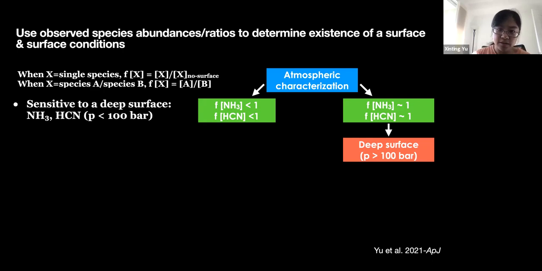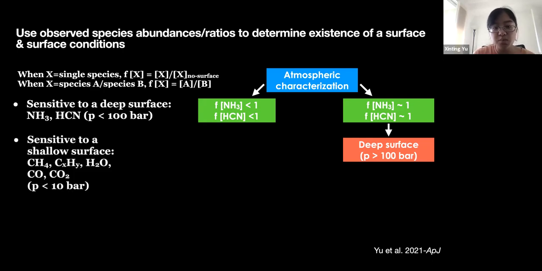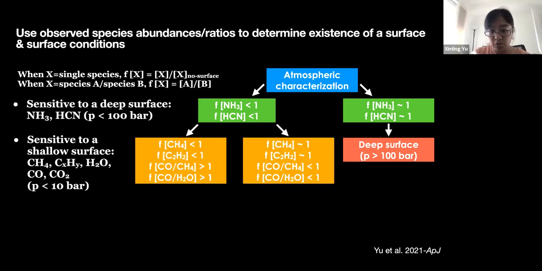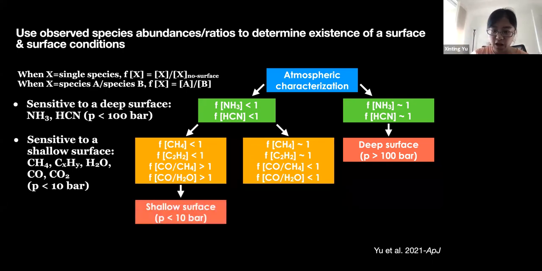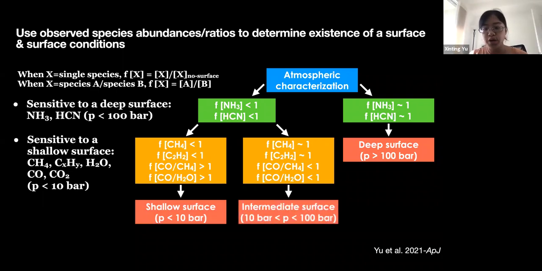Well, if it's less than the no surface case, then we would go to the species that are more sensitive to a shallow surface, the carbon species. And then we would look at these criteria to say whether they have a shallow surface or an intermediate surface. So this framework is really nice. You'll notice there are multiple criteria in each step, and you have to fit all the criteria. So you might wonder, what would happen if there's one criterion that's different from the other ones?